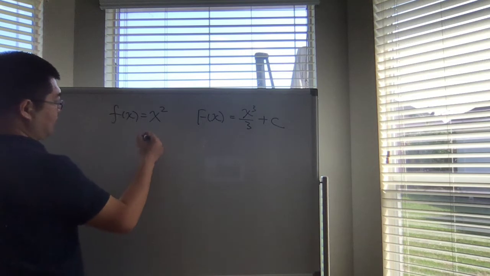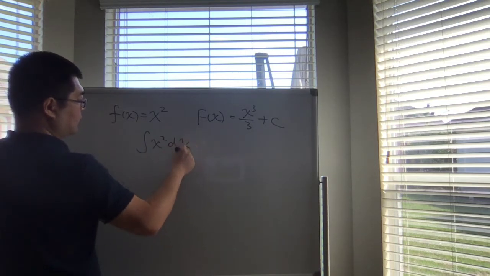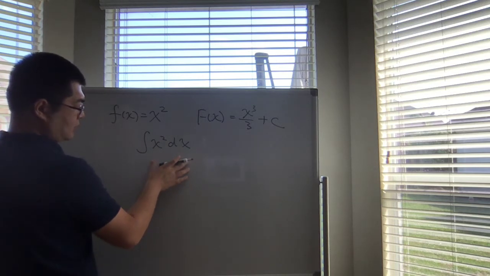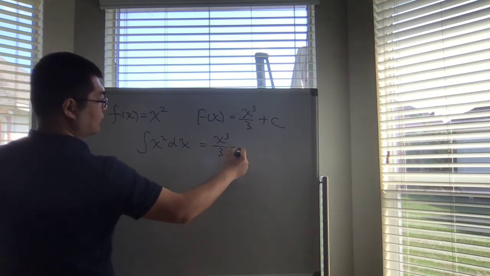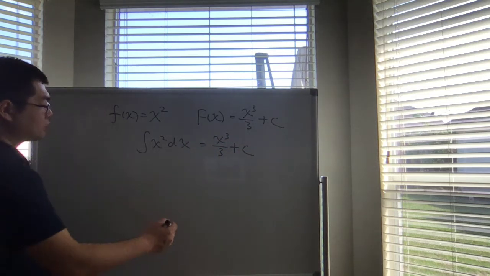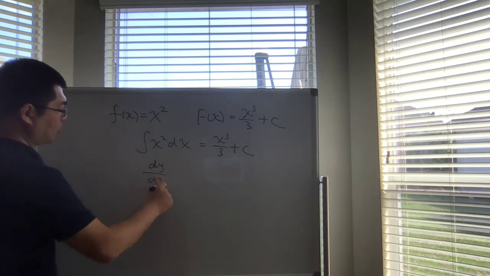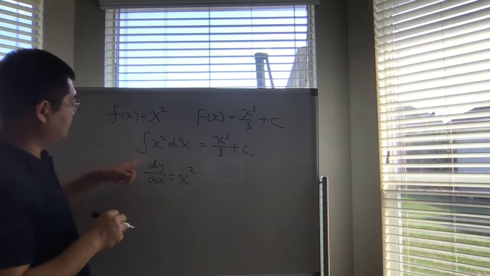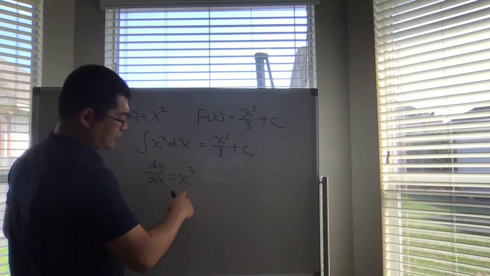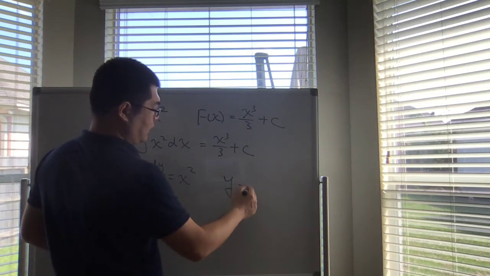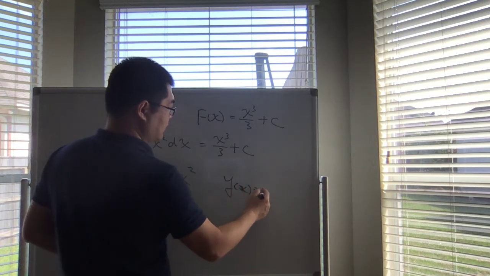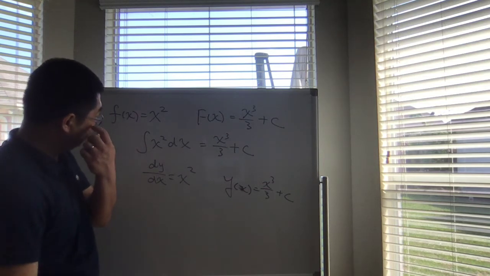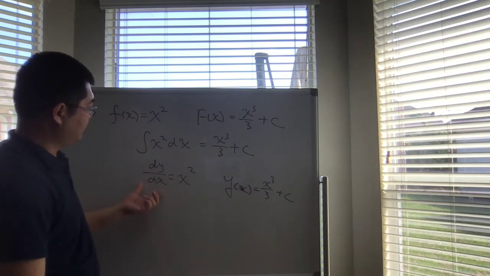So I can describe finding this antiderivative as this indefinite integral process. Okay, this is going to be x cubed over 3 plus c. Also, I can denote this as a differential equation, dy/dx equals x squared, and ask you to figure out what y is. And y is a function of x, as you can see. How do we handle this? The idea is very simple.